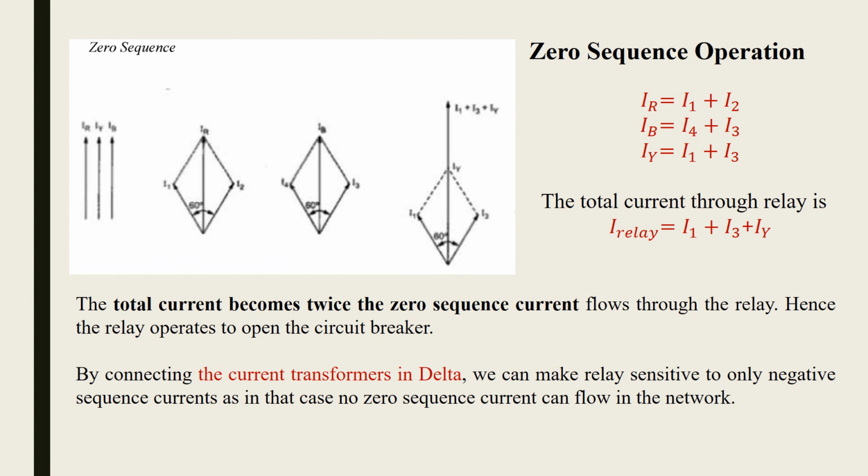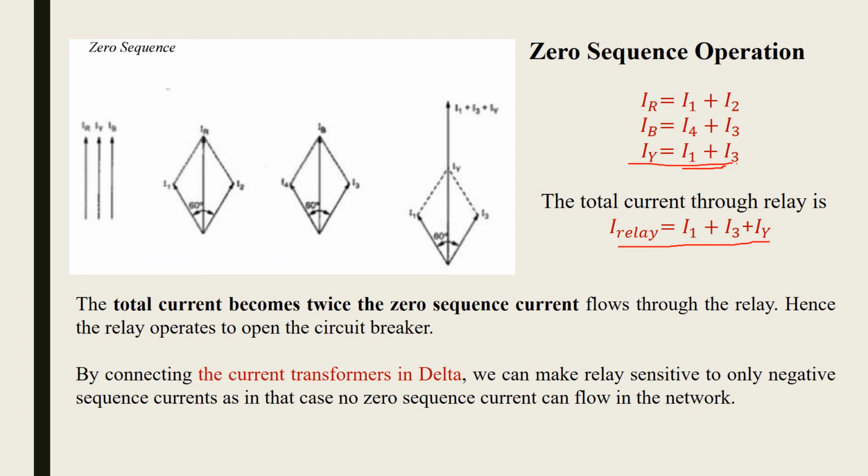The network so adopted for detecting negative sequence current component can also be used for detecting zero sequence component current. Here, the relay current when zero sequence component flows will be equal to twice the zero sequence current, as I1 plus I3 is equal to IY. Here, the relay current will be twice the zero sequence current, which will trigger the relay, and thus the relay becomes operative and will further command the circuit breaker to trip the connections.